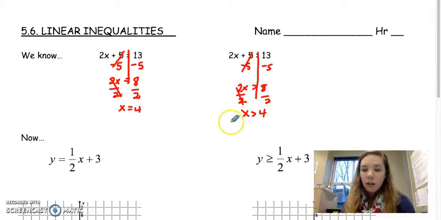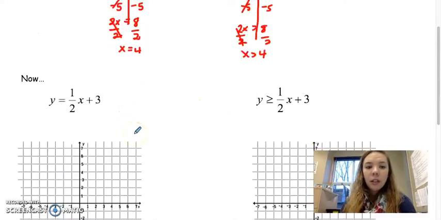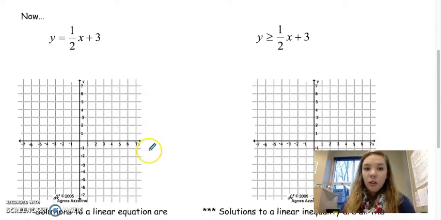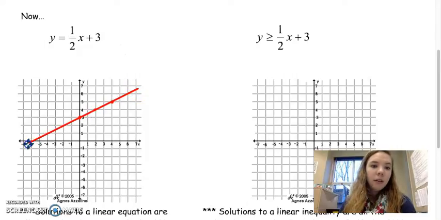We even graphed these on a number line. But what we're going to do next is talk about how to graph them. So graphing a line in itself, you should already know how to do. In this case, my intercept is 3, so that's where I'm going to start. And then my slope is 1/2, so I'm going to go up 1, right 2. Then you connect your points, and you should have arrows on the end because lines go on forever.